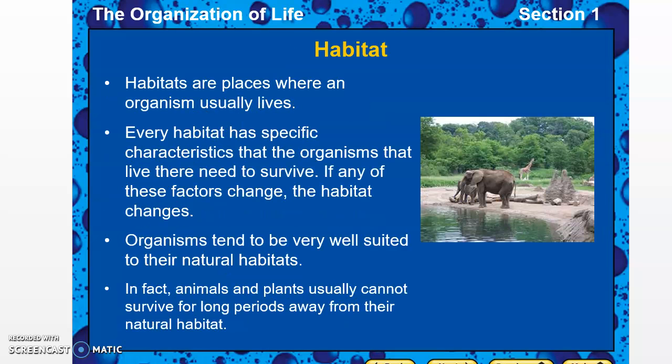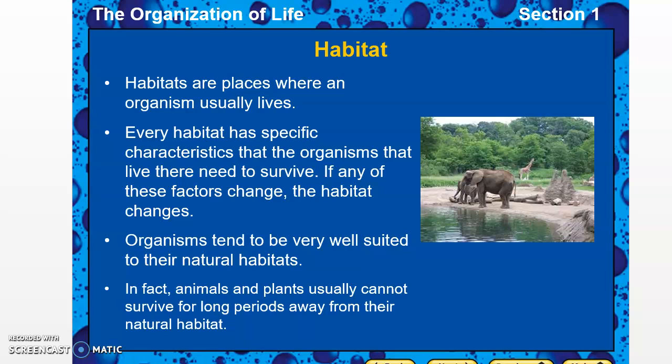Your habitat is the place where the organism lives. Every habitat is unique to that organism that lives there, and it has specific things that those organisms need to survive. If those factors of that environment change, the habitat changes. And if the animals aren't suited to live in that environment anymore, they would have to leave and find a new place to live, or they will die. So animals and plants usually cannot survive for long periods away from their natural habitat.